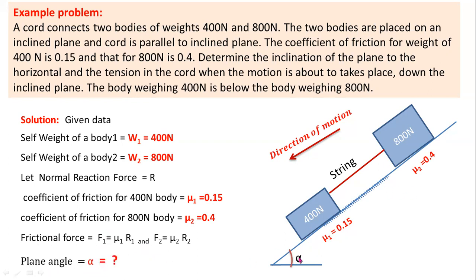Here the angle of inclination of the plane is alpha. From these details, you have to determine the angle of inclination of the plane. From this diagram, you have to determine the angle of inclination alpha with respect to the horizontal plane.